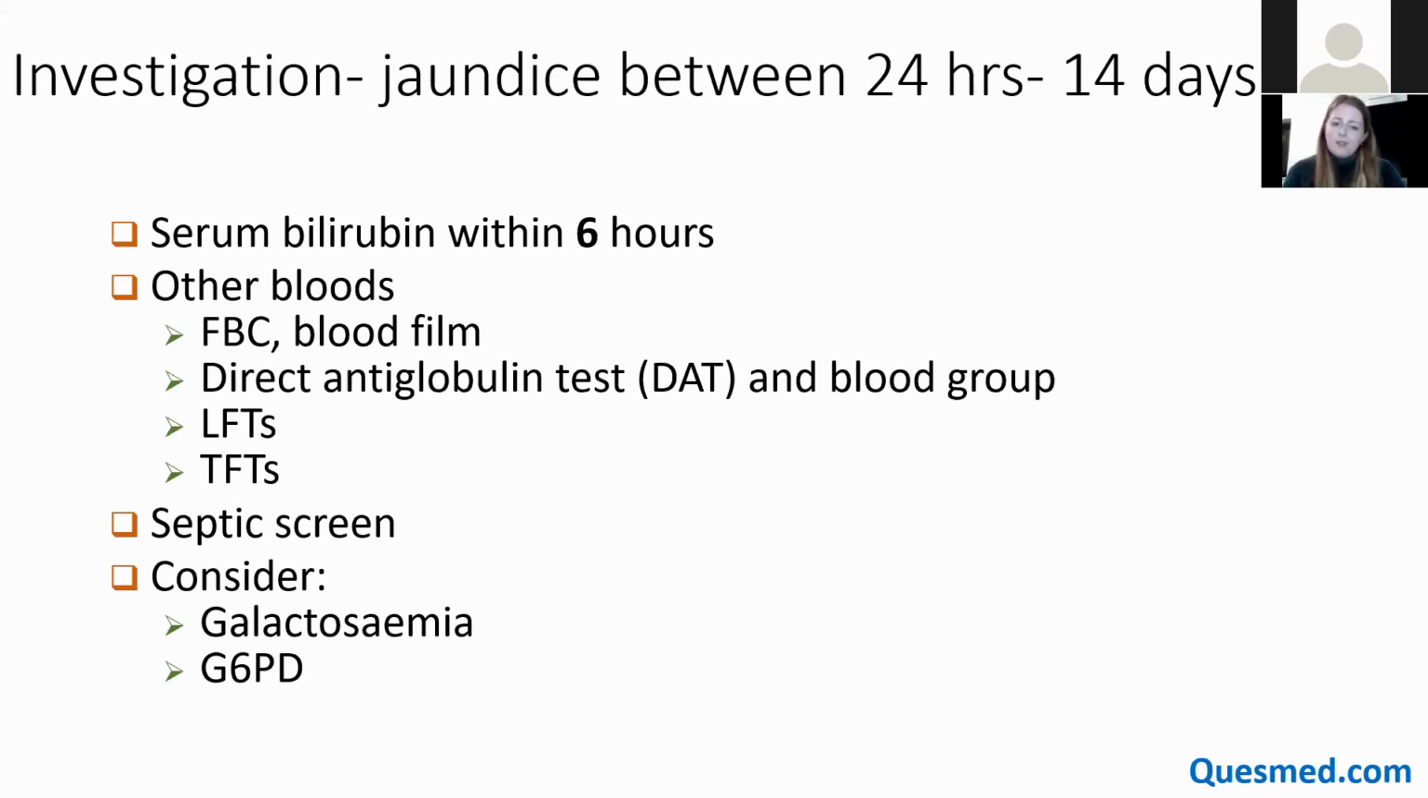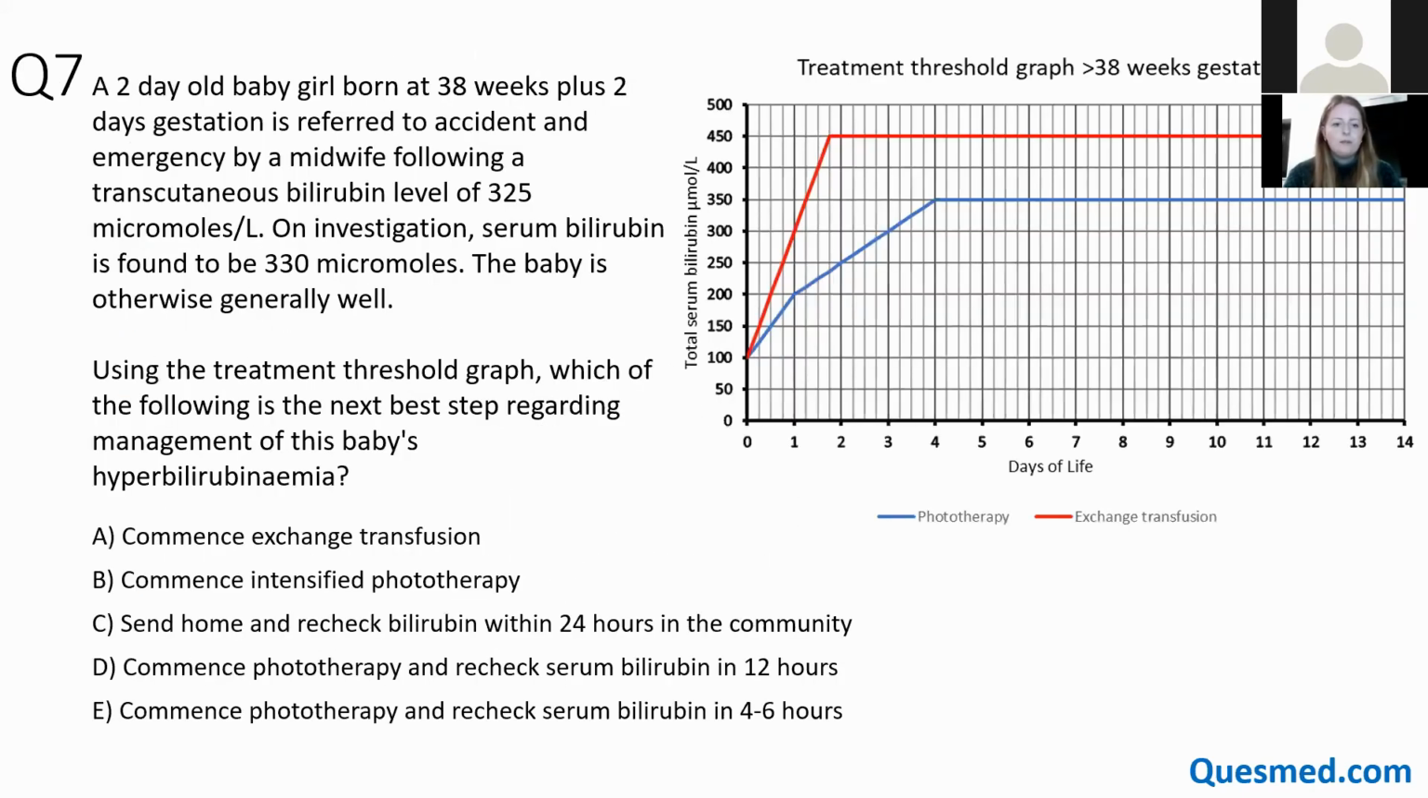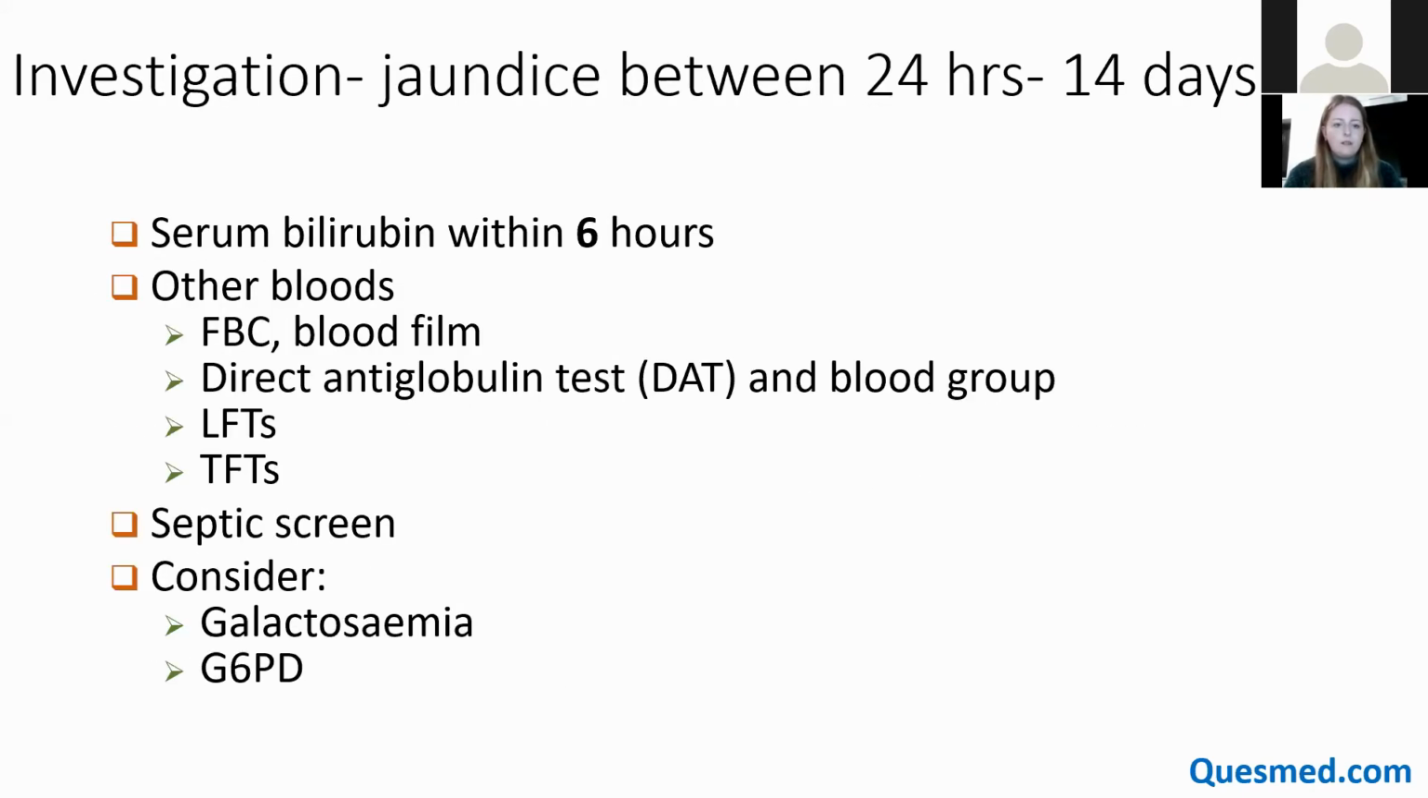Other bloods that you might do would be similar to what you would do with jaundice in the first 24 hours if you're worried about infection: FBC, blood film, Coombs test. You might also want to check LFTs to check for anything like hepatitis or a cholestatic picture, and TFTs to look for a potential endocrine cause. As I said, septic screen, and also consider the rarer causes as well.